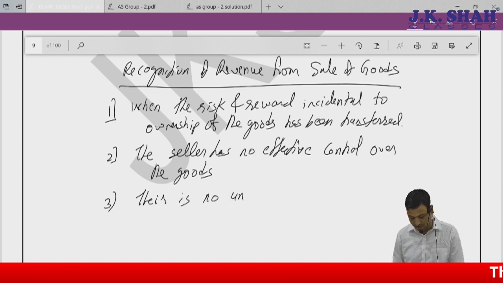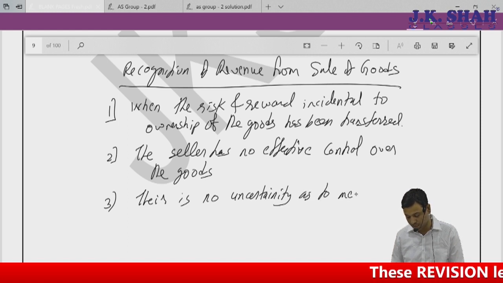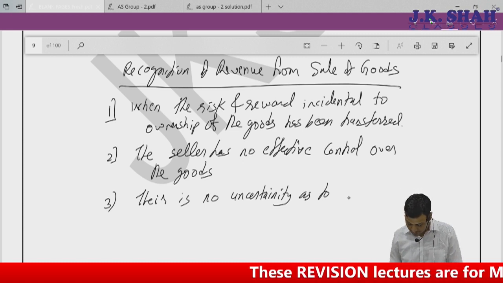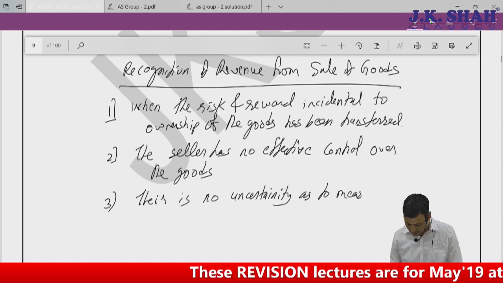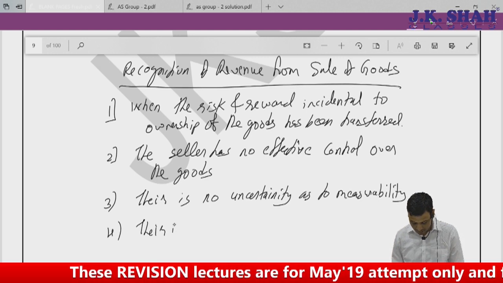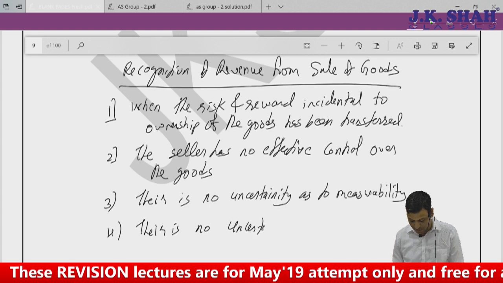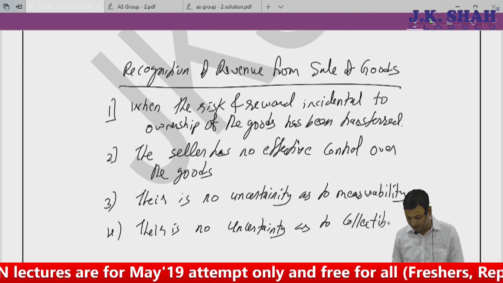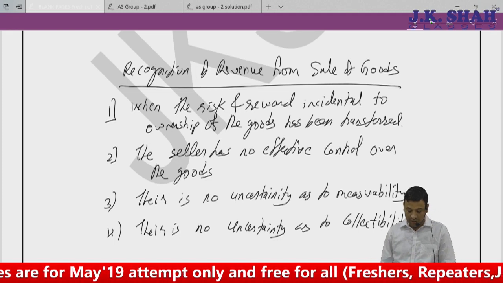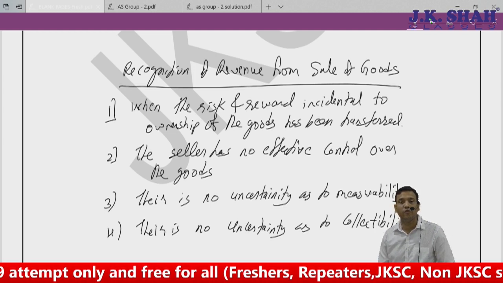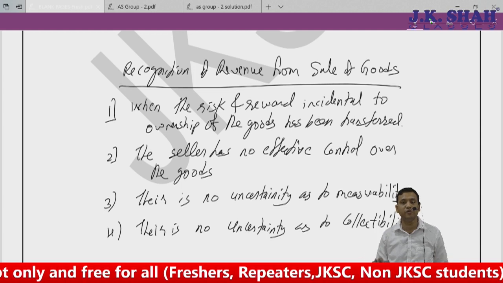There is no uncertainty as to measurability and there is no uncertainty as to collectibility. If all these four conditions are fulfilled, then only we should recognize revenue from sale of goods. Otherwise, we should not recognize revenue from sale of goods.